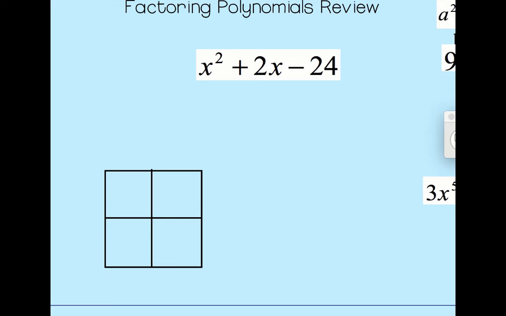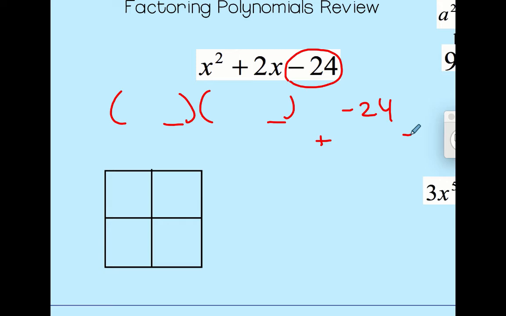This one says x squared plus 2x minus 24. It's going to be a binomial times a binomial. So I need these two numbers to multiply to negative 24. Remember, the only way you can get a negative number is by multiplying a positive number times a negative. Now, when those two numbers add up, I need them to add up to a positive. That tells me something very important: the factor that's positive has to be the biggest one, and the factor that's negative has to be the smaller of the two numbers.